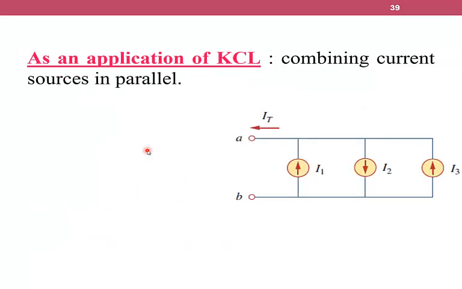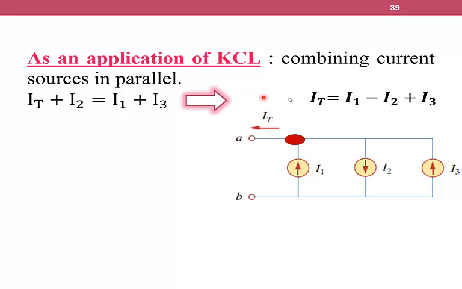As an application of KCL, combining current sources in parallel, for example, if we have here I1, I2 and I3. Here we have I total, which is leaving, and I2 is leaving. On the other hand, we have I1 and I3 entering, so the equation will become as follows. Rearranging the equation will make I total equal to I1 minus I2 plus I3.